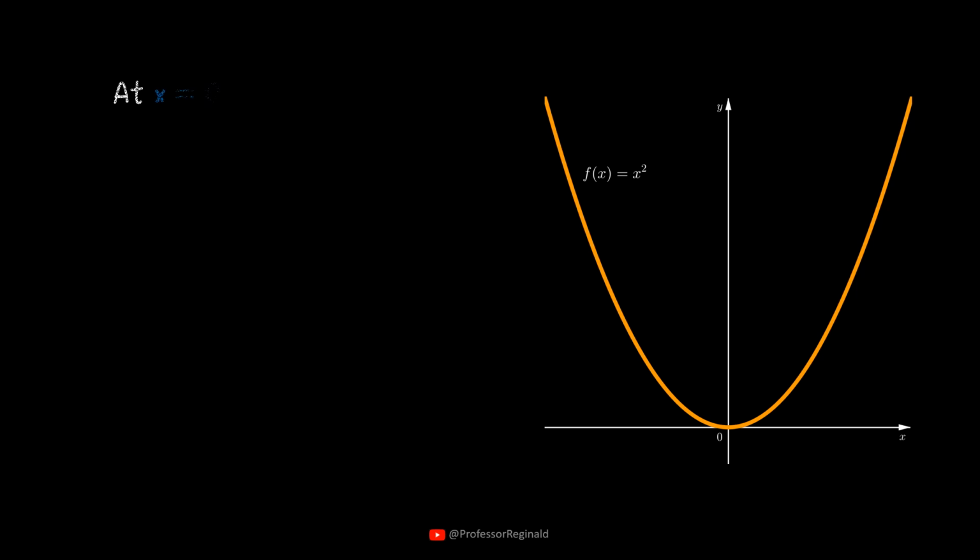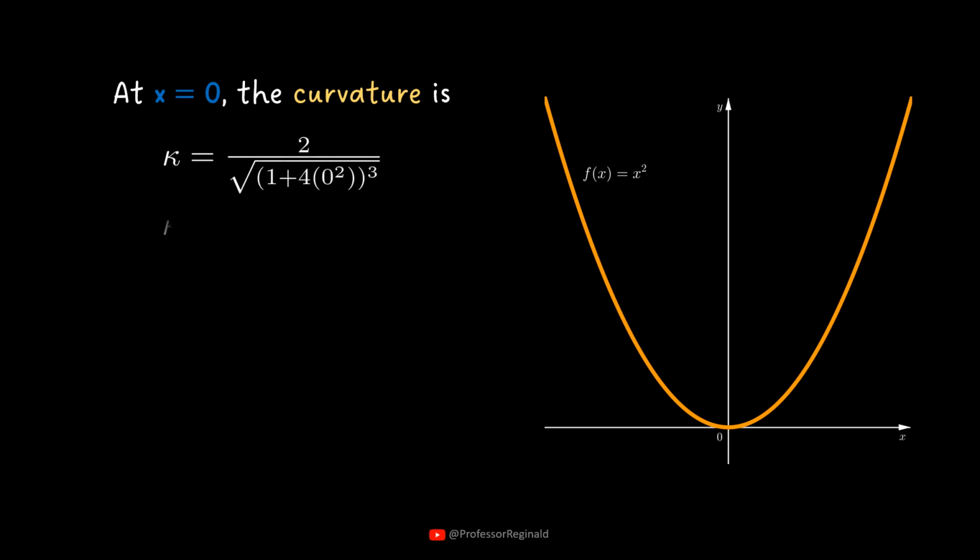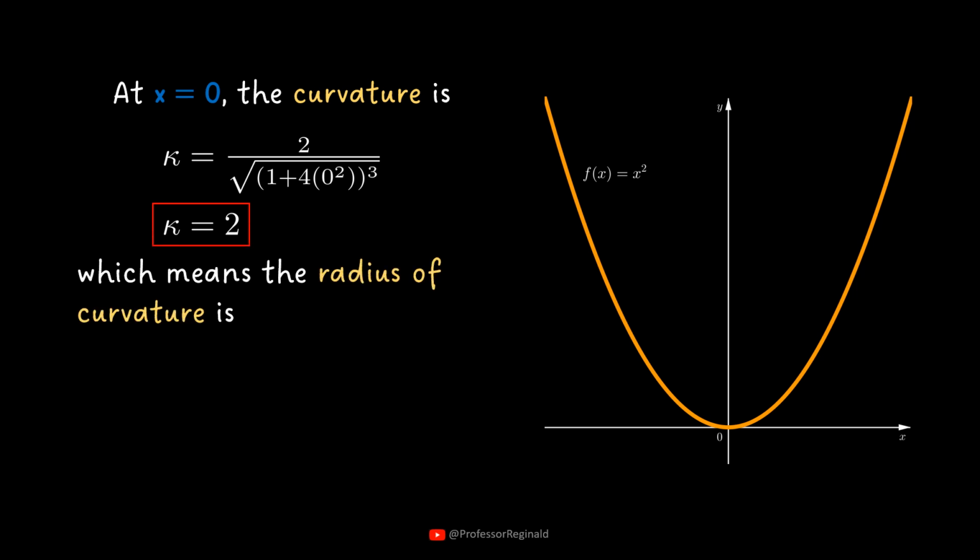At x equals 0, the curvature is equal to 2, which means the radius of curvature is 1/2. The figure on the right shows the radius of curvature of f at x equals 0 is equal to 1/2.